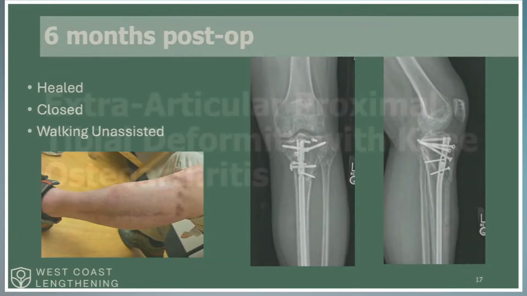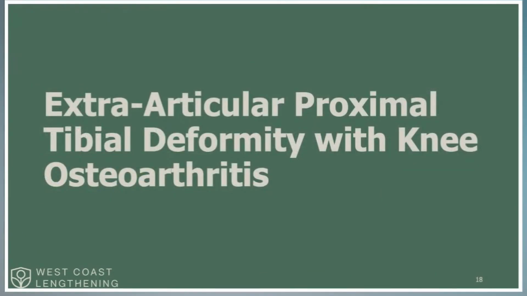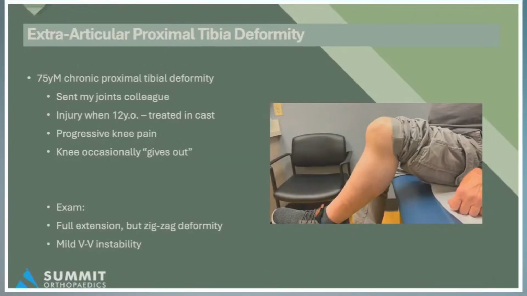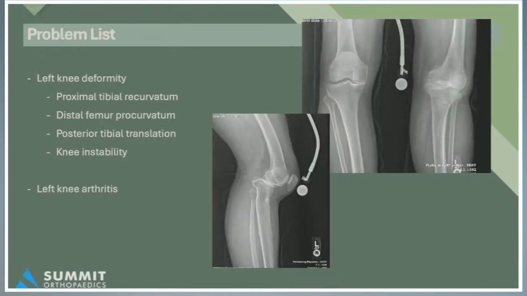So, all right, let's keep upgrading. So in the deformity world, here was referred by my total joint colleague who said, I can't do a total knee in this patient despite his arthritis. 75-year-old had a fracture when he was 12, treated in a cast, but has progressive knee pain and instability. So for this case, he had extensive recurvatum deformity with translation in the setting of arthritis.